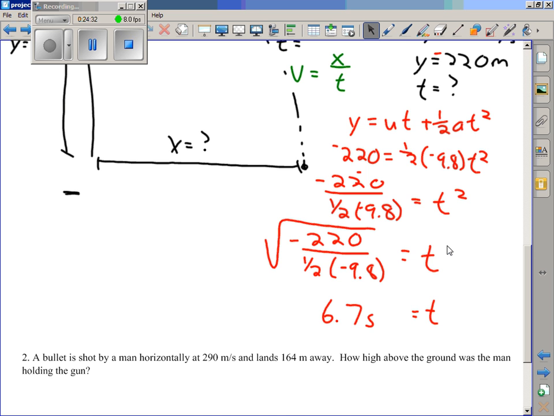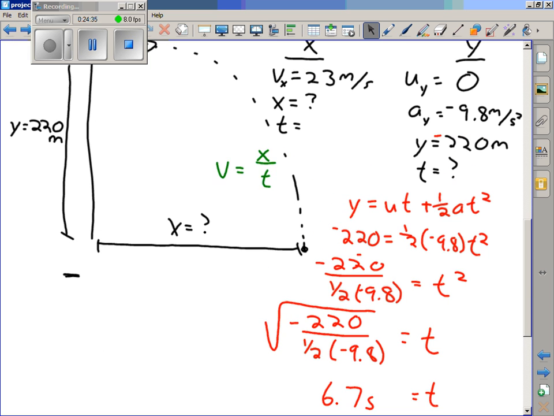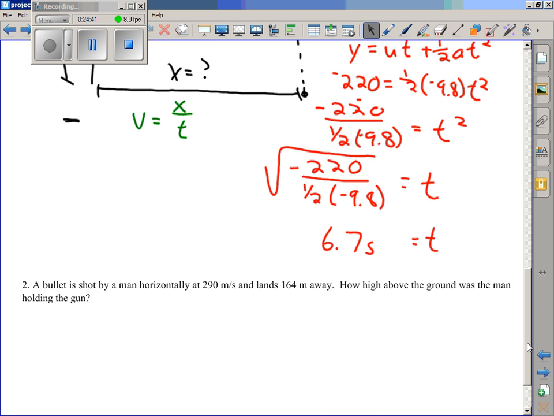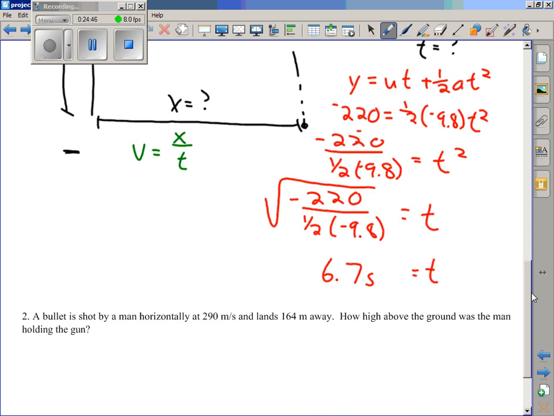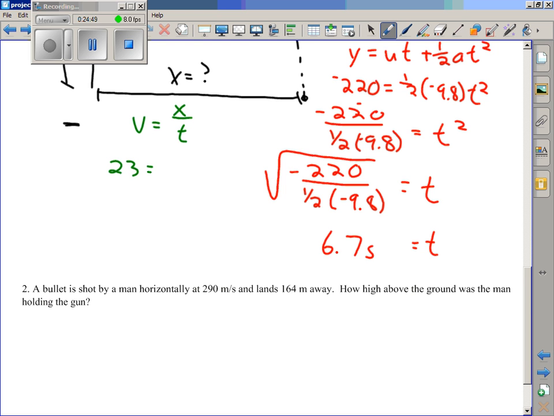So now I take this time, and I plug it back into my constant velocity, to my x-axis stuff. Velocity in the x-axis was, let me come back up, see, 23. 23 equals x divided by 6.7 now. Okay? So I do what? Multiply both sides by 6.7, so 23 times 6.7 equals x. x equals what? 450.